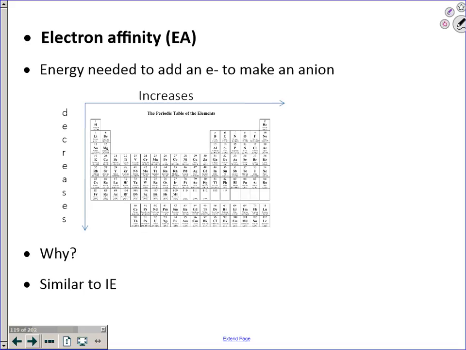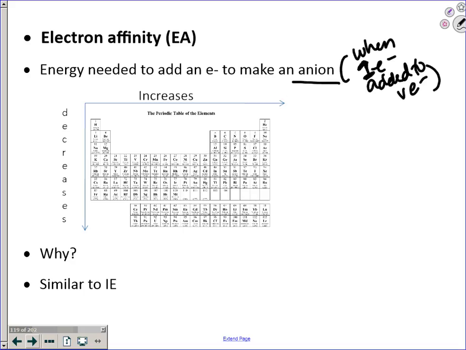So electron affinity is still talking about an amount of energy, just like the ionization energy side of things. But this is not the energy to make a cation. This is the energy needed to make an anion. So how does one make an anion? Austin? All right, so it's energy given off when one electron is added to the valence electron shell.